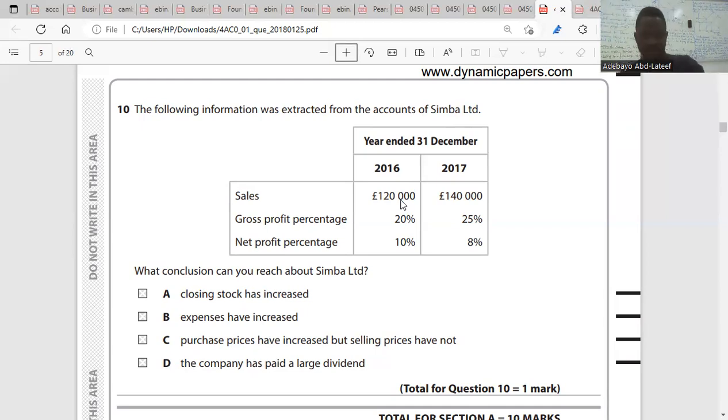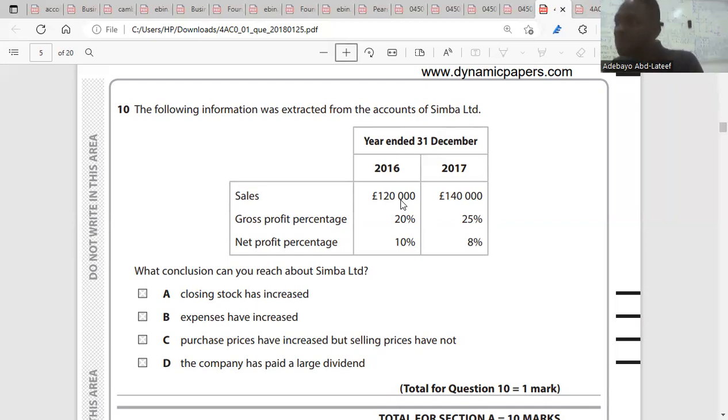Based on what we have here, the gross profit increased from 2016 to 2017, but the net profit reduced in 2017. Yes or no? So we have to go back to the formula of net profit. The formula for net profit is gross profit minus expenses. So what would have made your net profit reduce is that you have more expenses.